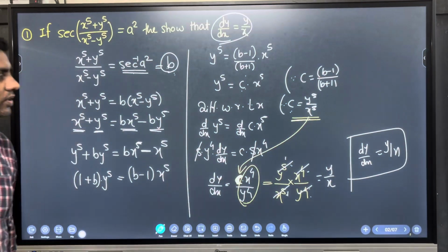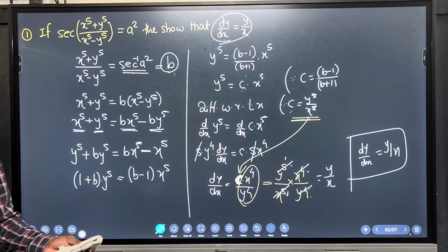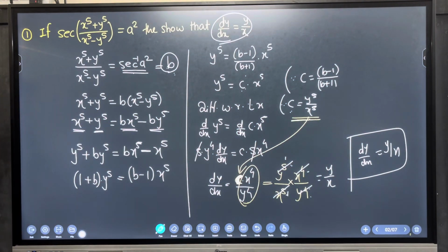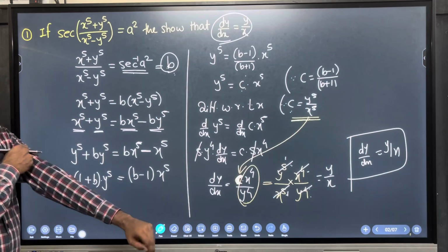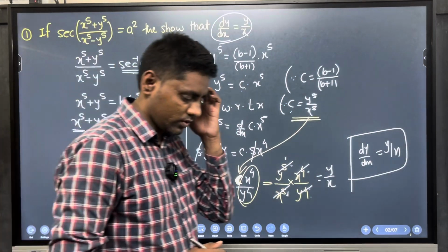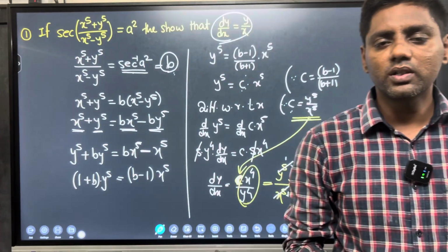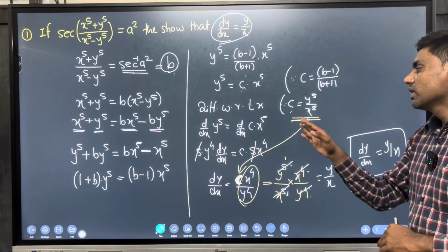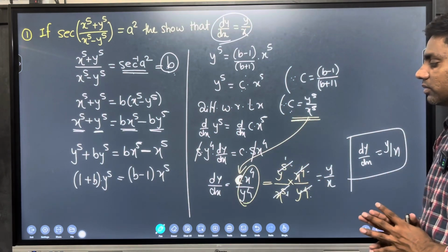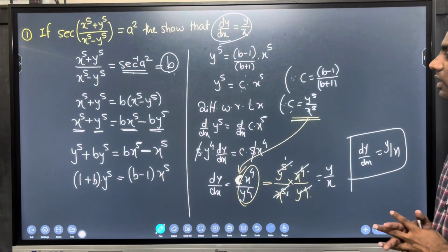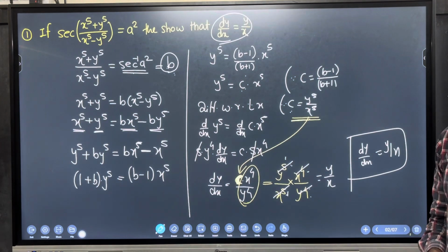The question is very easy. Just take a screenshot or write down the question. All questions are very easy. Just in two steps: consider a different constant, whatever constant you consider, and then take the derivative accordingly. The question is very simple.